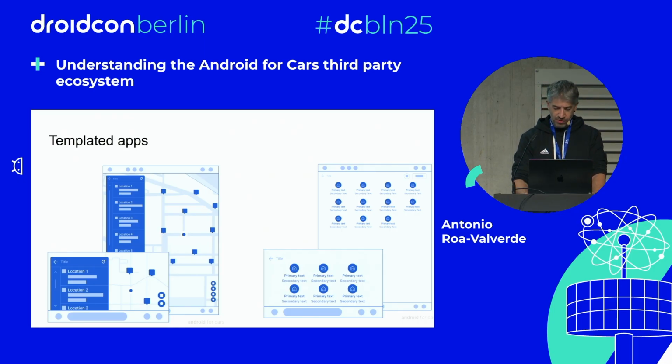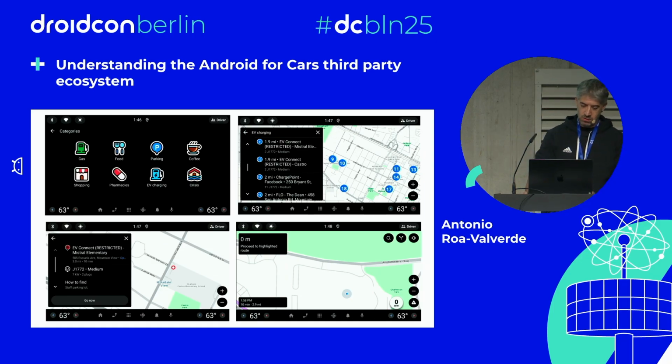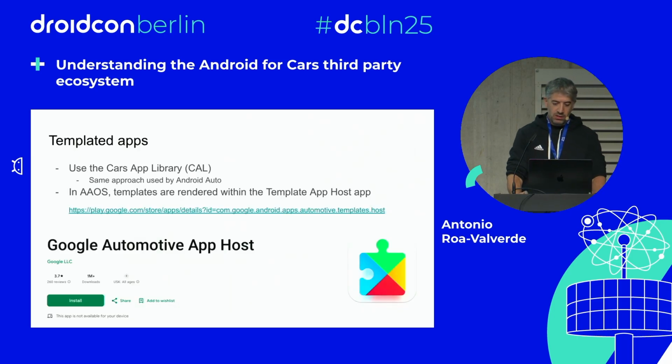Those are some of the wireframes, and this is how it would look in reality in an Android Automotive emulator. This is the Waze app. It's a navigation app, and those are the kind of templates. What is important here is that these templates are available in a library called the Cars App Library, or CAL for short. And this is the same library used to build Android Auto apps.